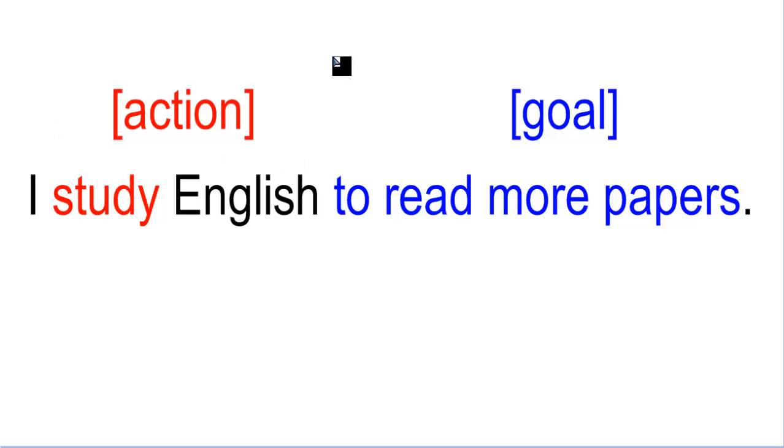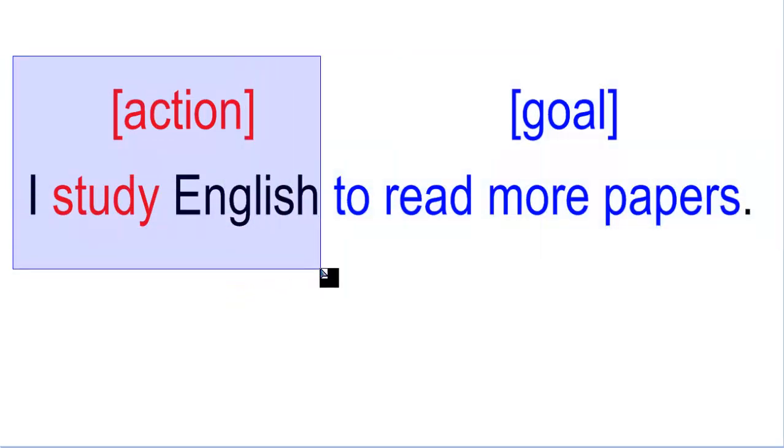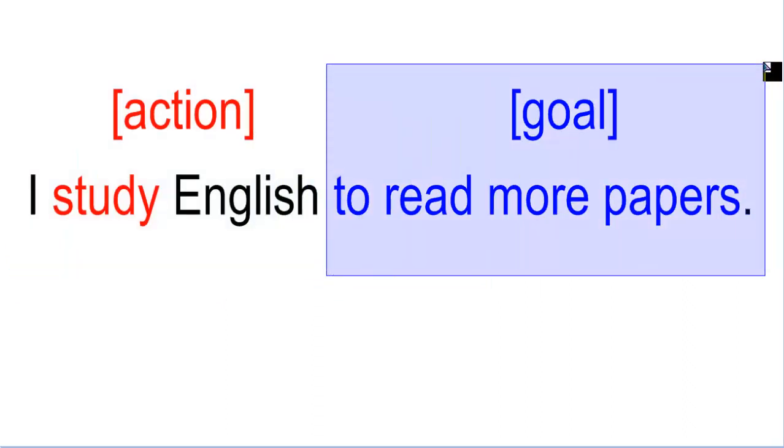I have an action and I am going to explain the reason that motivated me to do this action. So that's the use of an infinitive of purpose. You explain the motivation for an action. This is the action that I do, and this is the motivation for it.